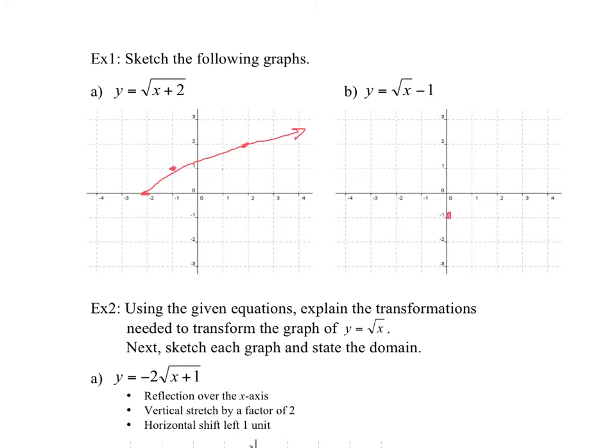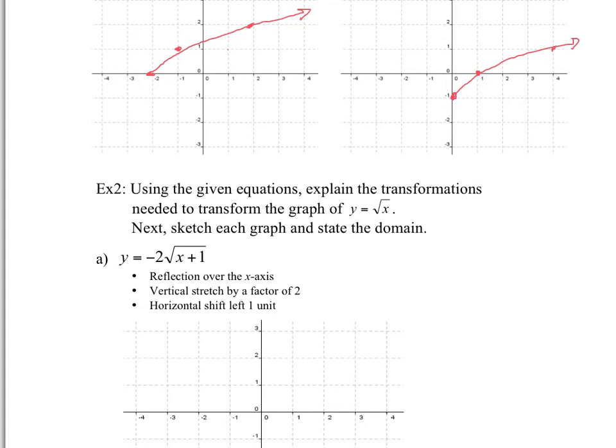So you take your original function we drew on the other side, and all you do is take all those points and go down 1 for each. And there's your graph. All right, so using the given equations, explain the transformations needed to perform the graph y equals square root of x.